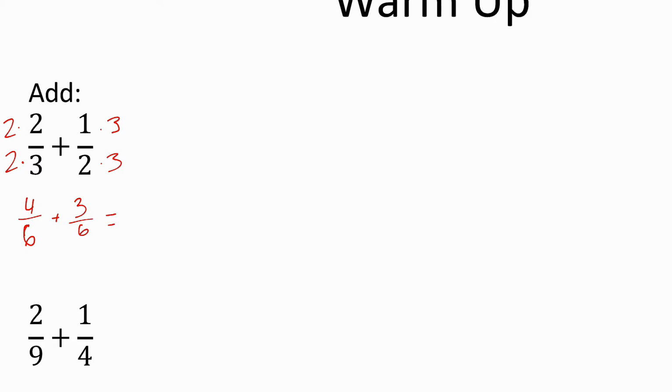4/6 plus 3/6. Now when we add fractions, add the numerators together if they have a common denominator. We get 7/6. And that's all. If you want, you can express it as 1 and 1/6. I would probably prefer an improper fraction like 7/6.